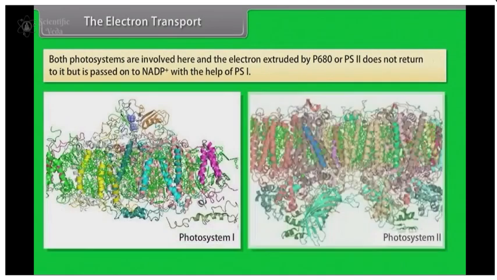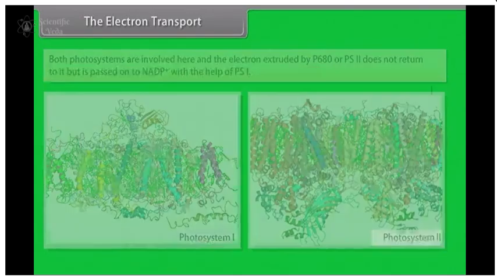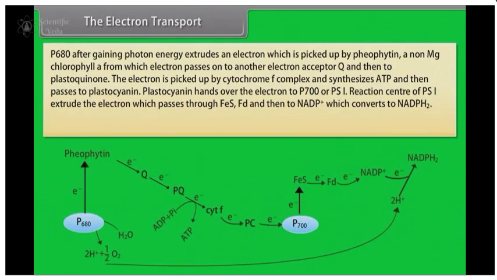The electron transport. Both photosystems are involved here and the electron extruded by P680 or PS2 does not return to it but is passed on to NADP+ with the help of PS1. P680, after gaining photon energy, extrudes an electron which is picked up by pheophytin, a non-Mg chlorophyll a, from which the electron passes on to another electron acceptor Q and then to plastoquinone.